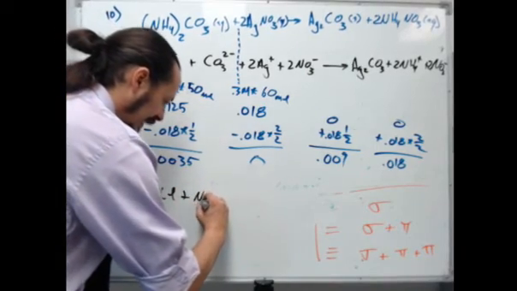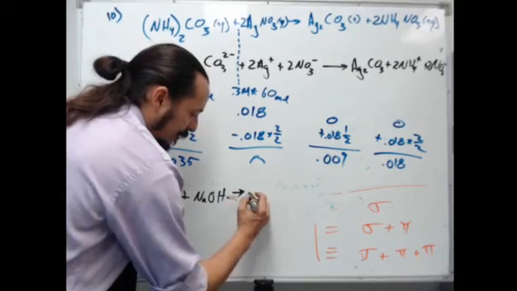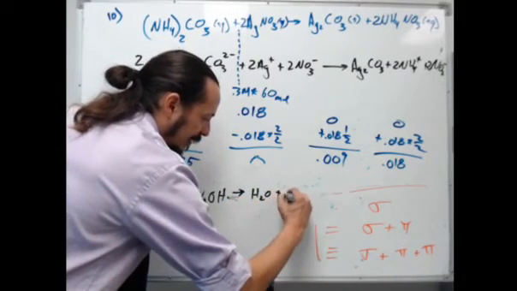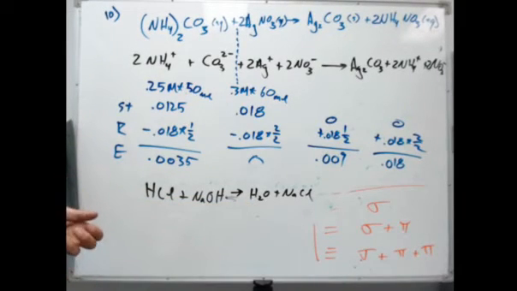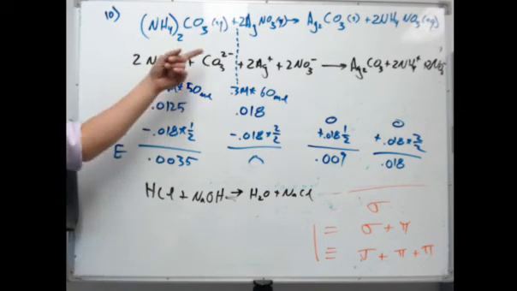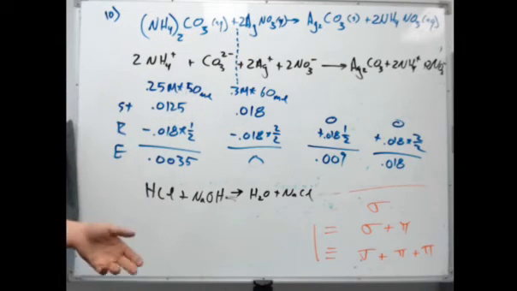HCl plus NaOH goes to H2O plus NaCl. Is producing that H2O going to change the volume? Why not? It was already there. Same thing with this: the silver ions and the carbonate ions were already there.